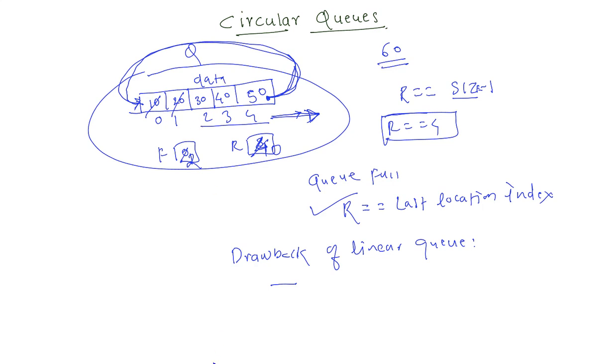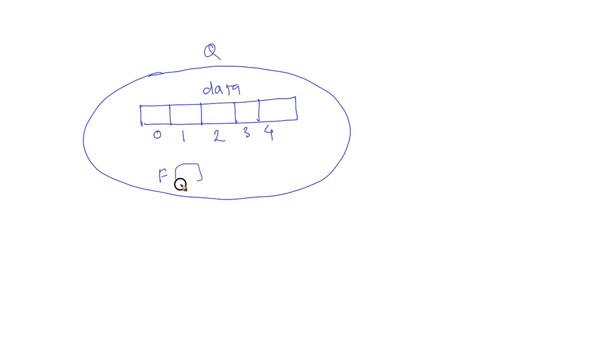Actually, the queue is same. Everything is same. The same data structure we are going to use, the same array, 0, 1, 2, 3, 4. This is data array. This is queue. Same F, same R. Everything is same. The only thing is whenever R, in fact R and F both, reach the last location, we will wrap them around like this.